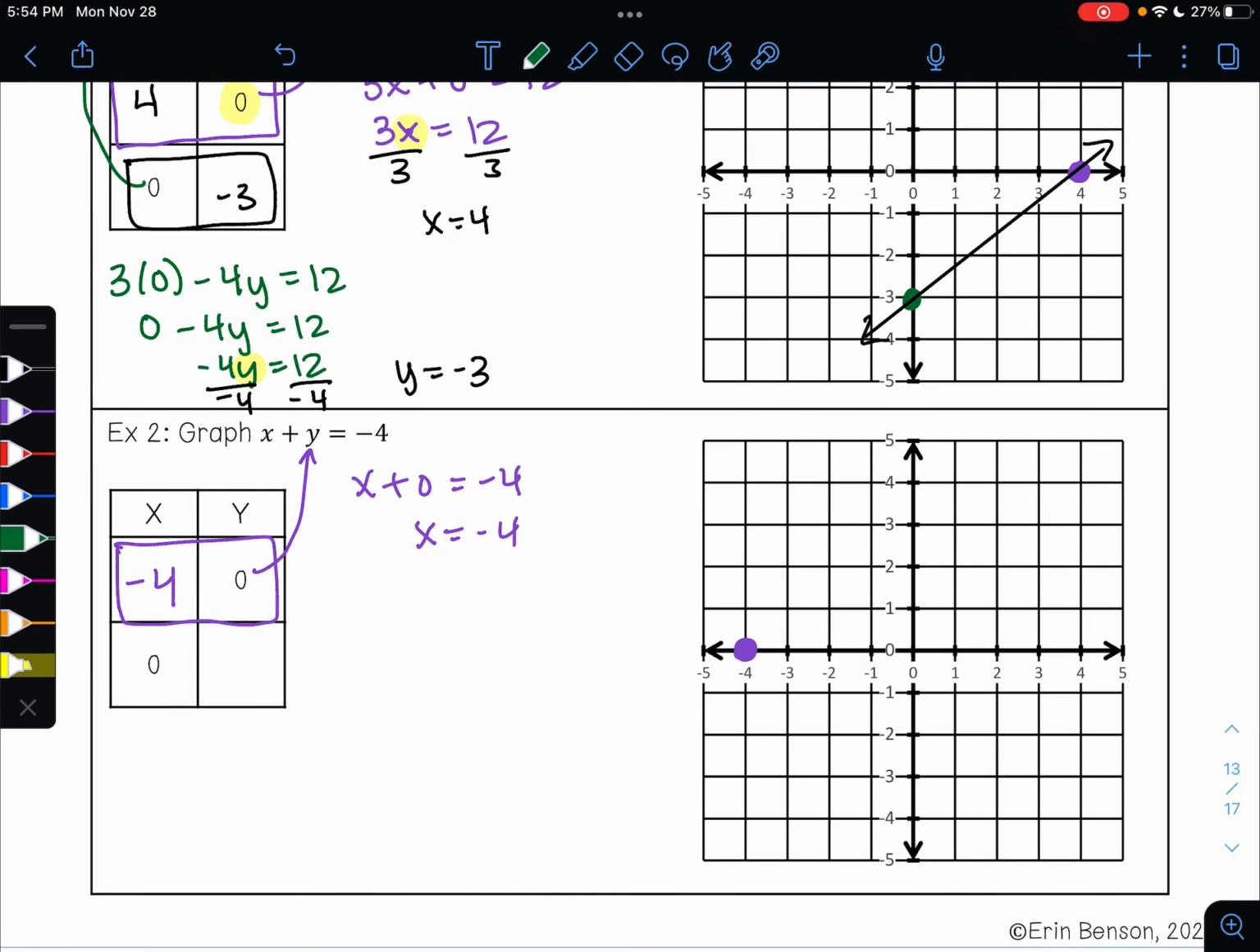Now I'm going to plug in 0 for x and solve for y. So I'm going to have 0 plus y is equal to negative 4. Well, 0 plus y is y. y is negative 4. So now I can plot my y-intercept, which is the point (0, negative 4). Once you have your x-intercept and your y-intercept, you can connect them in a line. Remember that lines have arrows on either end.